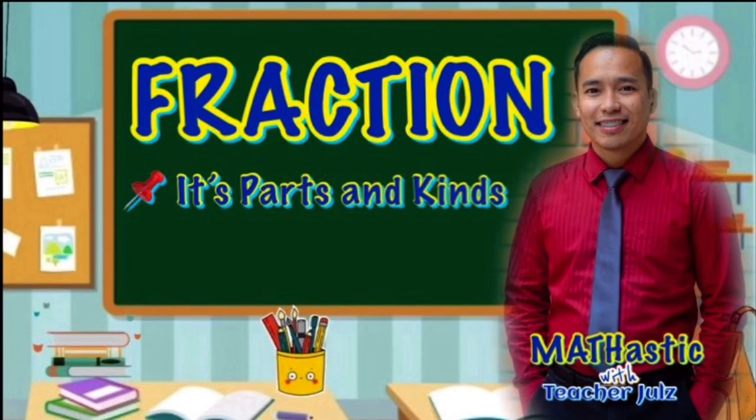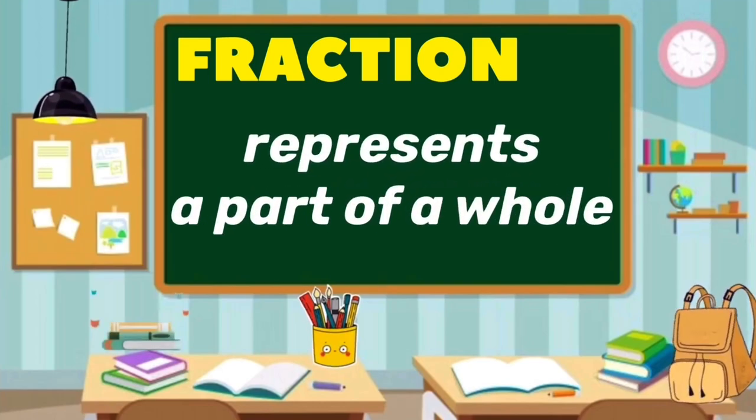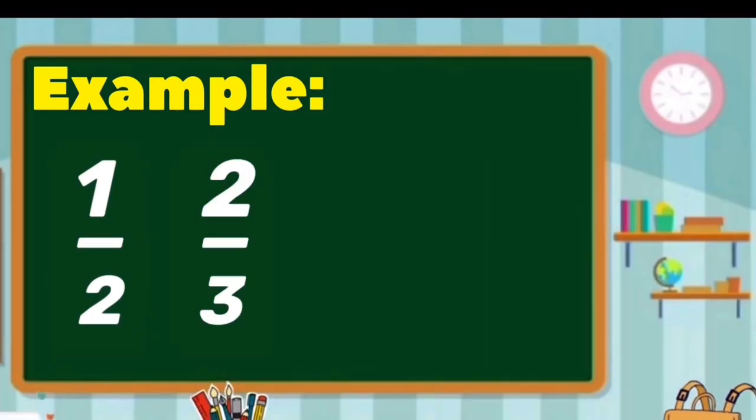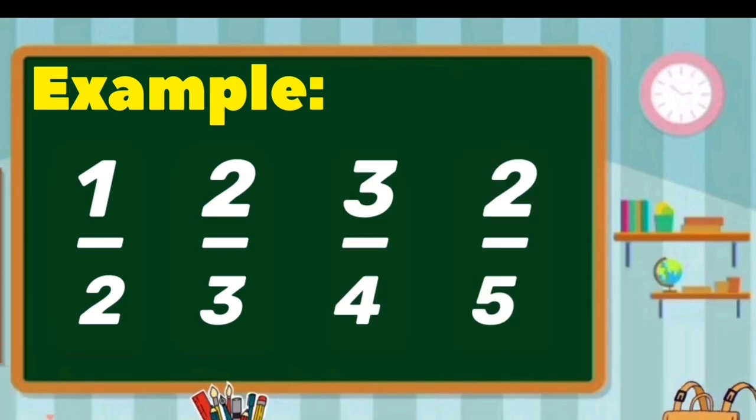And for today's video, we're going to talk about fraction, its parts and kinds. What is fraction? Fraction represents a part of a whole. For example, we have here 1/2 or 1 over 2, 2/3 or 2 over 3, 3/4 or 3 over 4, and we have 2/5 or 2 over 5.